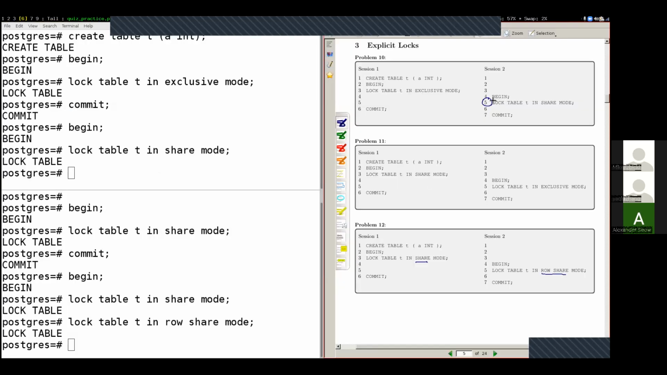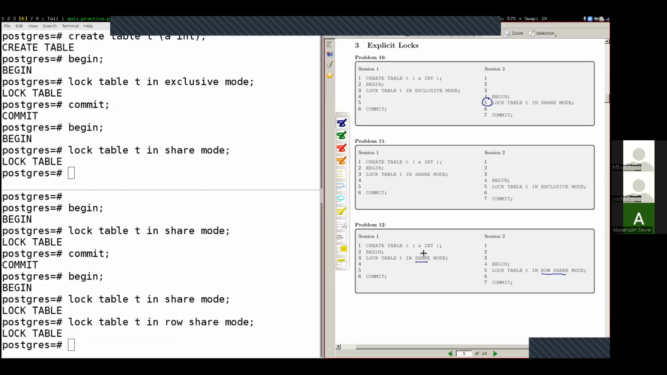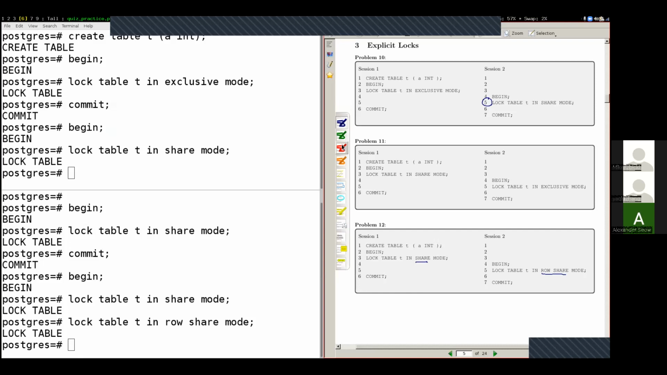So this command right here blocked, and I would know it was going to block without actually running it because I looked up in the table the share row in the exclusive column. This command down here did not block because if we look up the row share mode and look in the share column, the existing column on the left-hand side, there is no X, so the commands are compatible and they do not block each other. So no blocking in problem 12, yes blocking in problem 10.